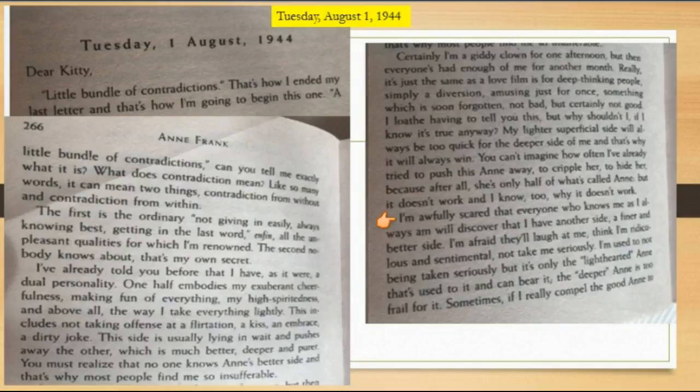So again, you see this insight as to why she has talked about these two Annes.